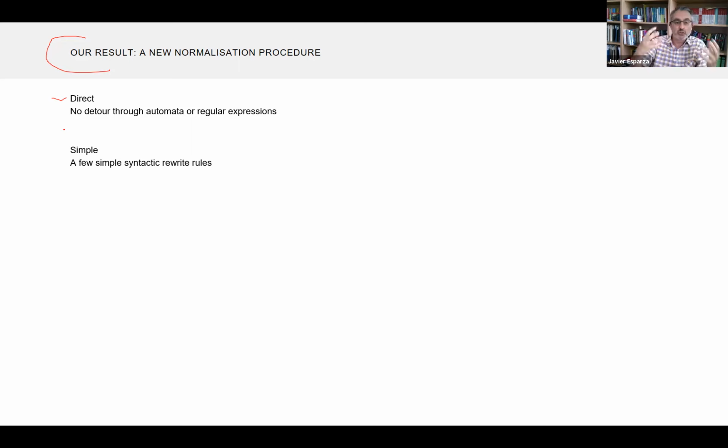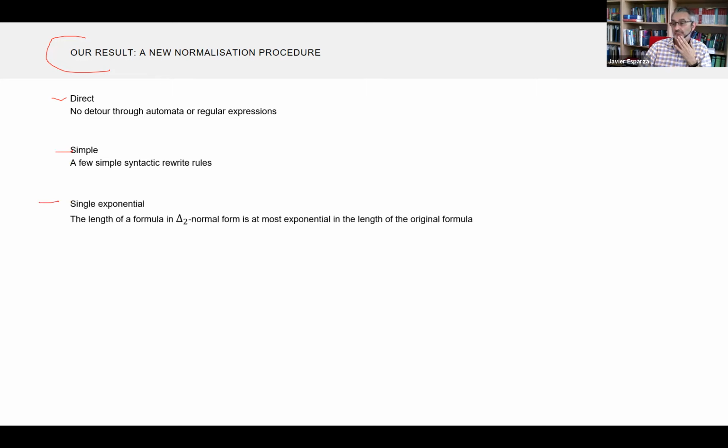And it's a pity because this is the result that we prove in our LICS paper. We give a new normalization procedure which is direct, so there is no detour. It is syntax guided again, so it is completely syntactic. So you don't have to know the semantics of LTL in order to be able to apply the procedure. And moreover, it's single exponential.